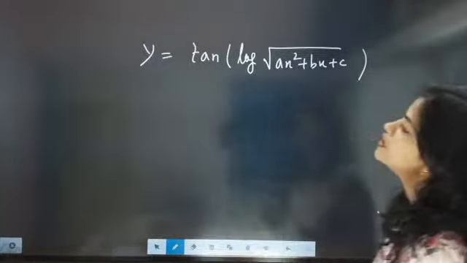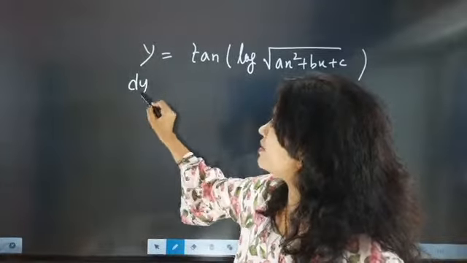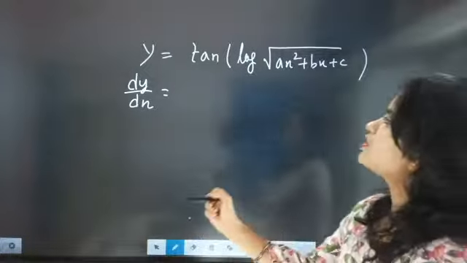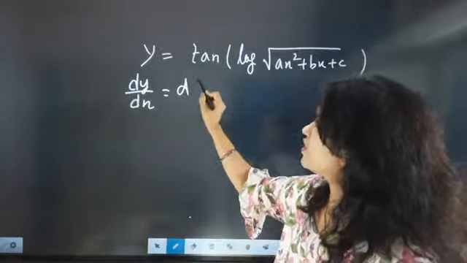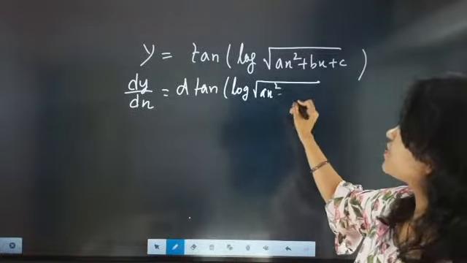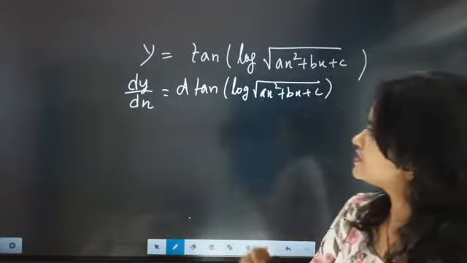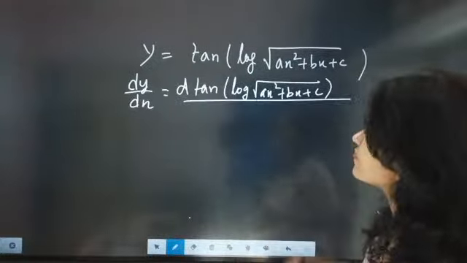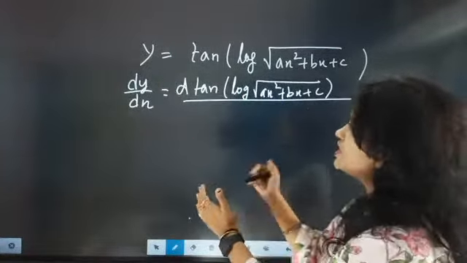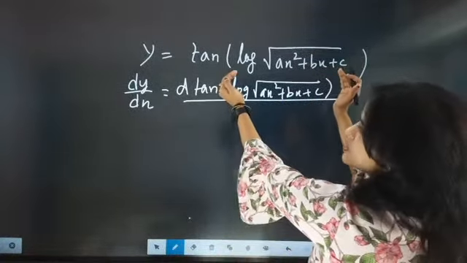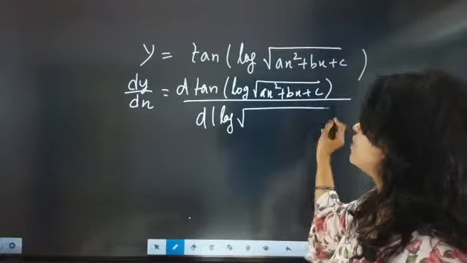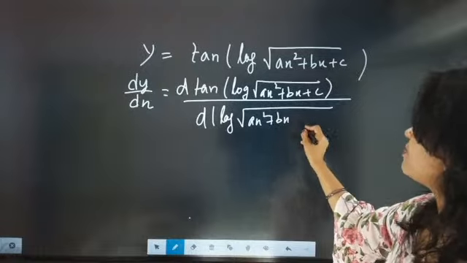So now what we are going to do here is dy by dx. Now 3 bosses are there together. Which boss to praise first? The boss which is at the last, praise it first. So now tan log root under ax square plus bx plus c. Let's see. Now after that, remove tan. No need for tan. Now we have to differentiate the whole part with respect to this function. Note it down. It is going to be log root under ax square plus bx plus c.